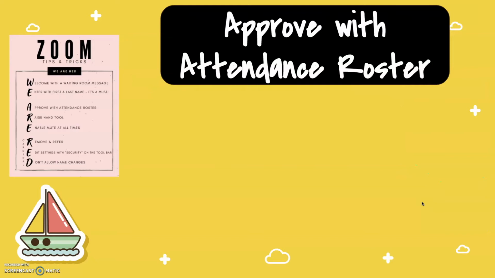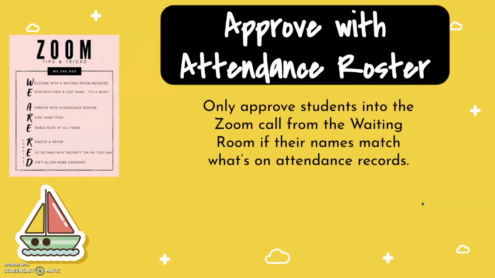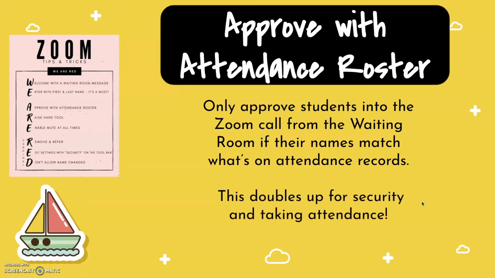Next up, just like a tip and trick, I would suggest as you're approving from the waiting room, that's when you're taking attendance. You can have the attendance roster out, whether it's a printed version or a split screen on your device. And you can just check them off, and that's how you know to approve and who not to approve. And then your attendance is also taken. But you have to add it to Synergy.